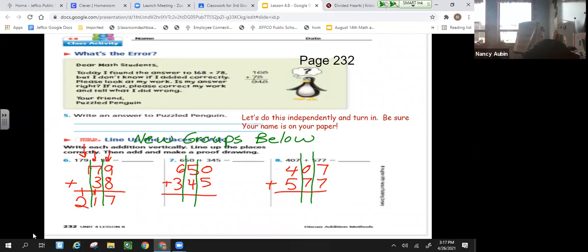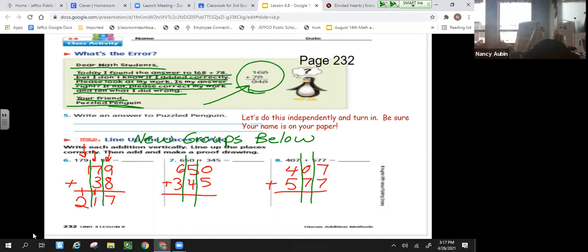If you are a remote learner, you're gonna do these problems on the Google Doc that is on the assignment. I will show it to you. Before we do that, dear math students, today I found the answer to 168 plus 78. But I don't know if I had it correctly. Please look at my work. Is my answer right? If not, please correct my work and tell me what I did wrong. Your friend, Puzzle Penguin. So the one you're looking at, kiddos, is right here.